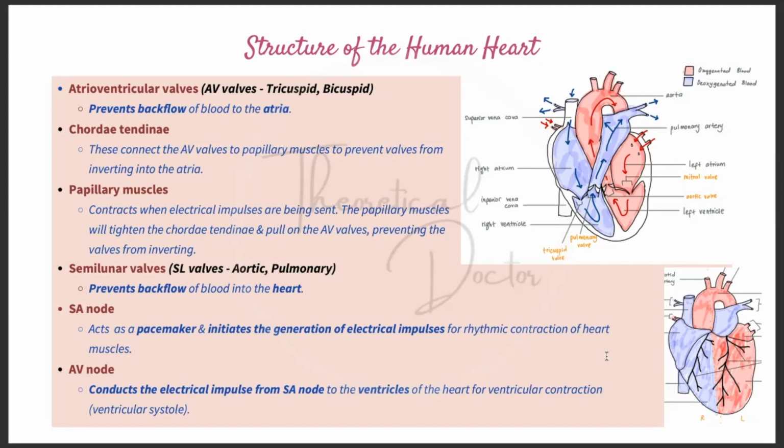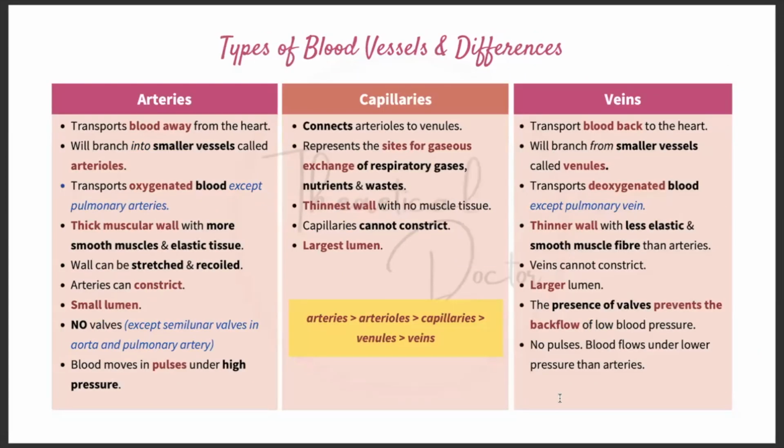And then you have the AV node, and the AV node conducts electrical impulse from the SA node to the ventricles of the heart. It's basically like a second checkpoint for the electrical impulse. SA node, where the electrical impulse first starts, is for the contraction of the atria, and then when it goes to the AV node, it will channel the electrical impulse to other parts, but basically it is for the contraction of the ventricles, for ventricular contraction. In other words, ventricular systole. So you will learn more about ventricular systole and ventricular diastole in the cardiac cycle, and that will be in the following video. Then we move on to the types of blood vessels and their differences.